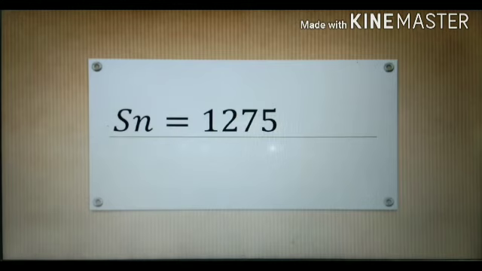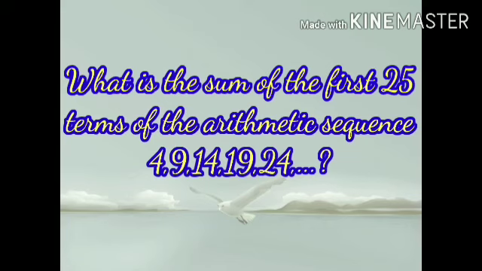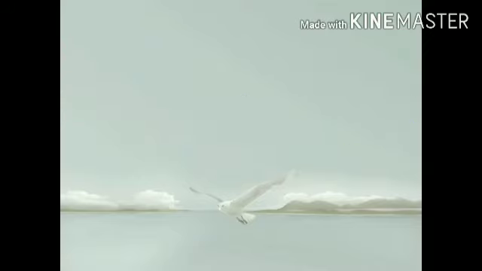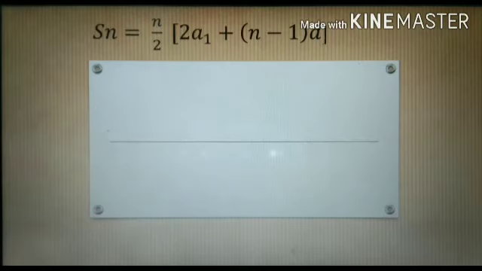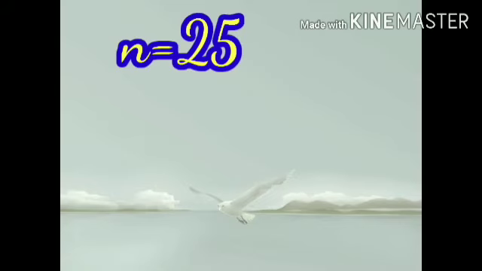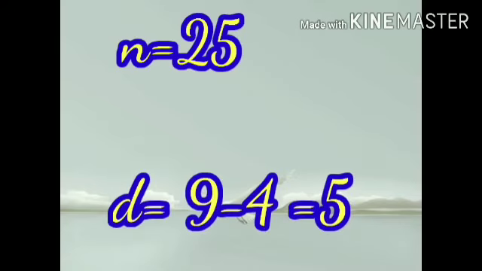What is the sum of the first 25 terms of the arithmetic sequence 4, 9, 14, 19, 24, and so on? If the last term is not given, we may use the formula S sub n is equal to n over 2 times the quantity of twice the first term plus the quantity of n minus 1 times the common difference. Using the given, n is equal to 25, the common difference is 5, and the first term is 4.